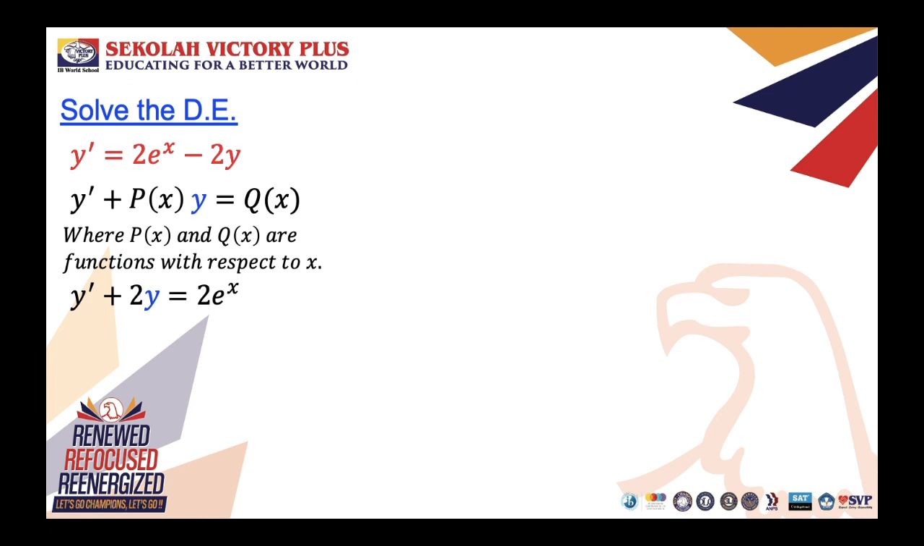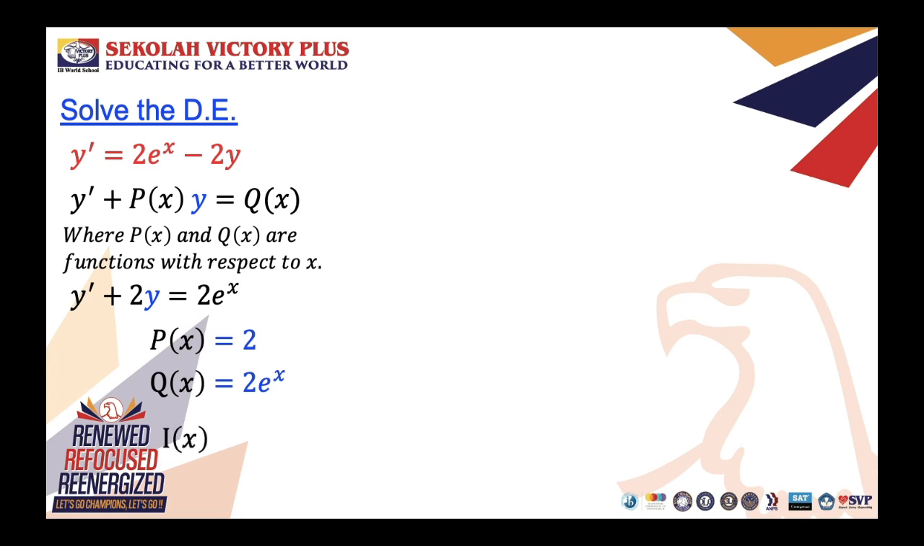So this is what I'm telling you, that this p of x times y is the term which contains the variable y, and the coefficient 2, or whatever coefficient is found beside the y, is your p of x. Therefore, in this form, we can now conclude that your p of x is equal to 2, which is the one beside the y, and your q of x would be the one left at the right side, which is 2e to the power of x. So these two things are very important.